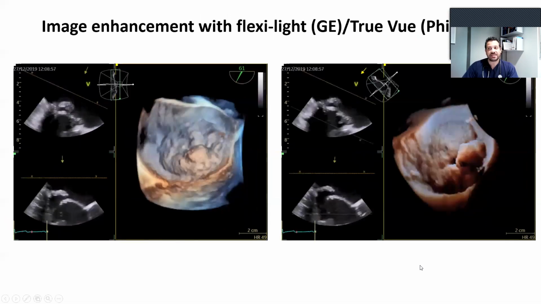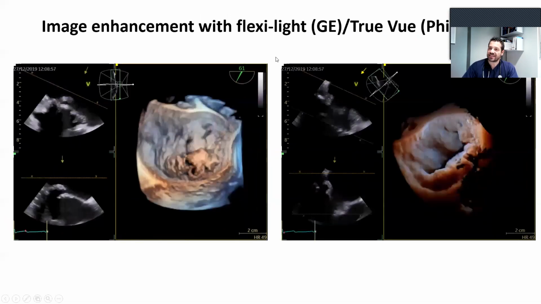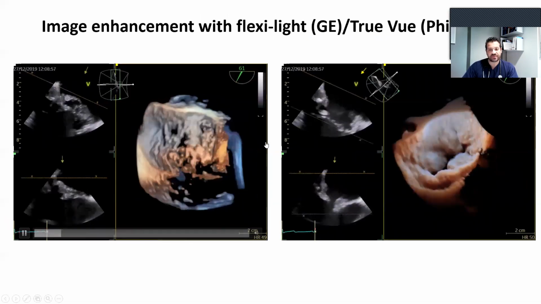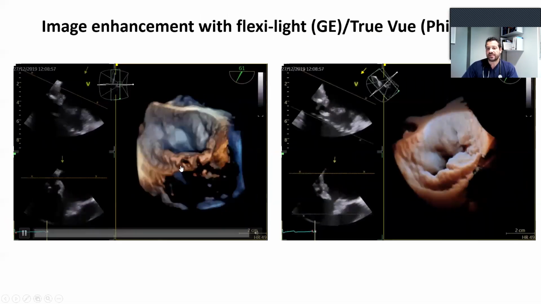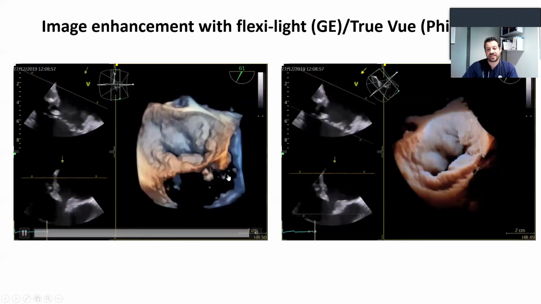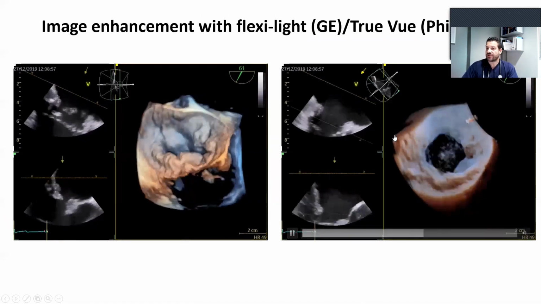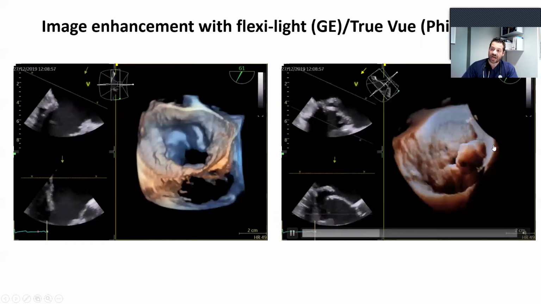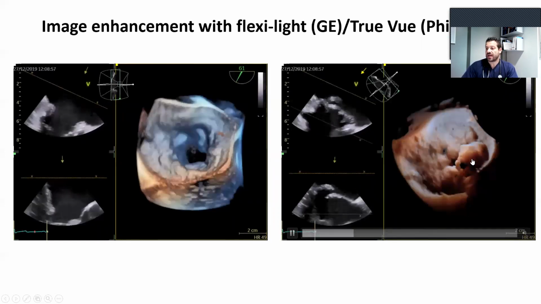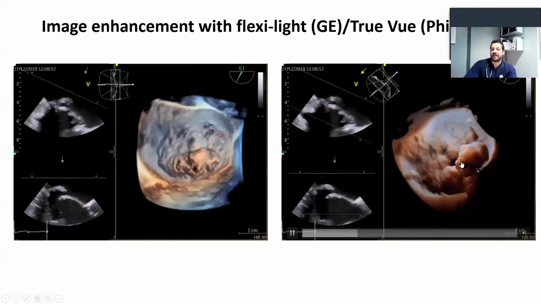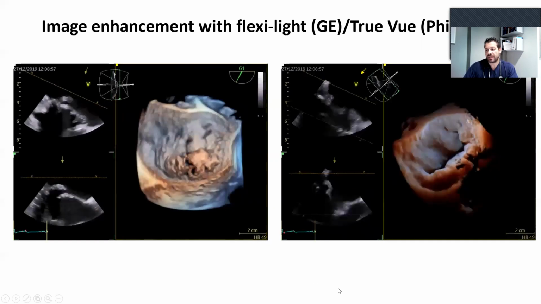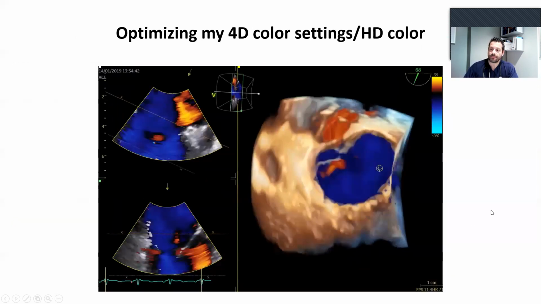We can enhance our images with FlexiLight or TrueView. It's the same application with different names for GE and Philips. For example, in this Barlow disease of the mitral valve, with FlexiLight we can appreciate the prolapsed scallops, and of course the P2 flail scallop of this mitral valve, better than we can with normal 4D views.